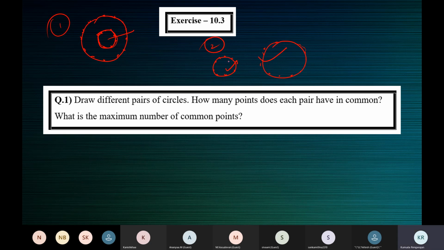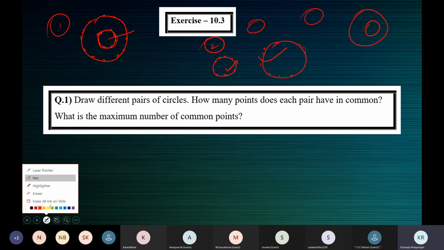So this way you can draw pairs of circles that have no point in common, either like this, one inside the other, or completely outside like this. Such pairs of circles have no point in common.